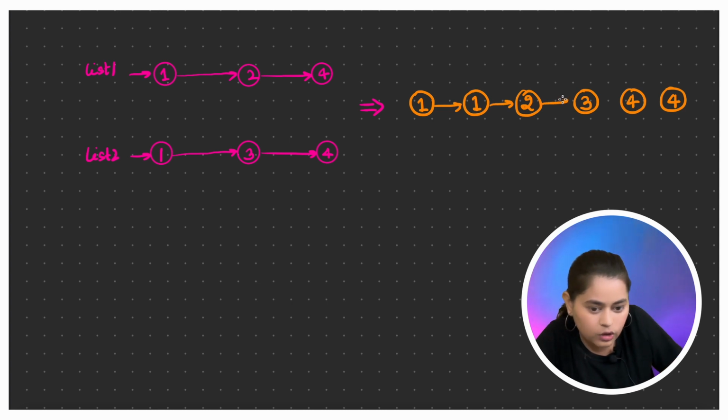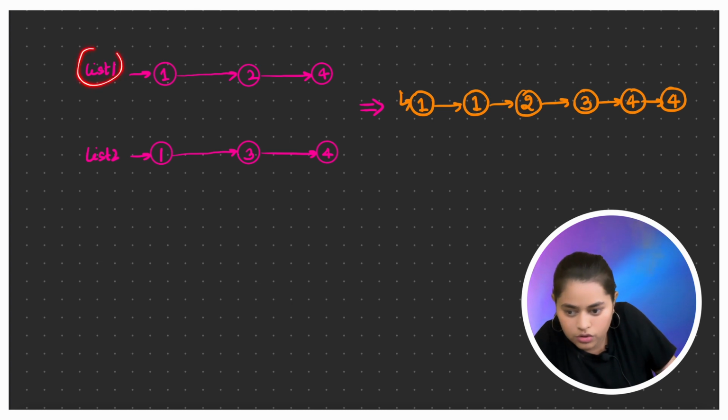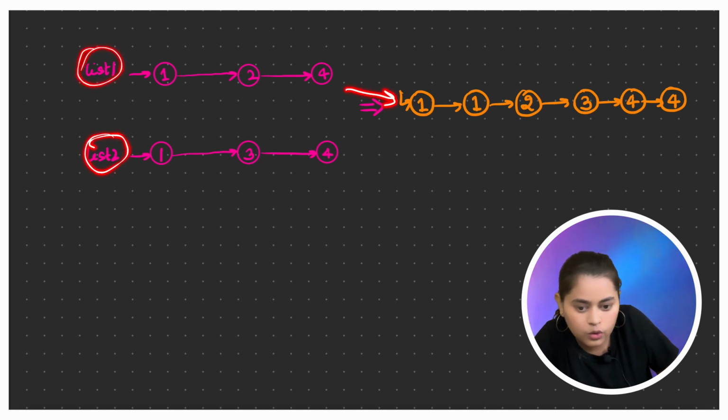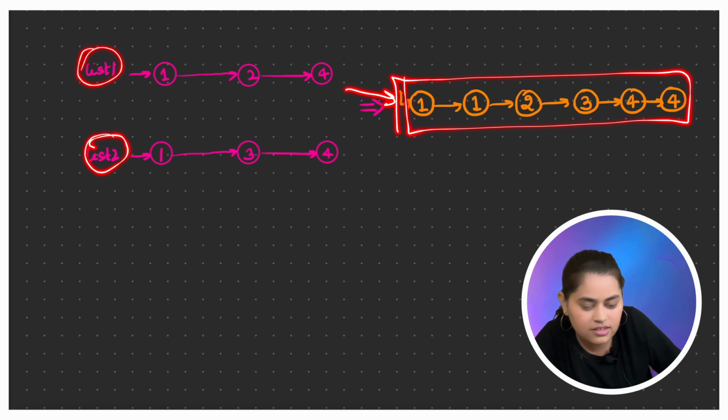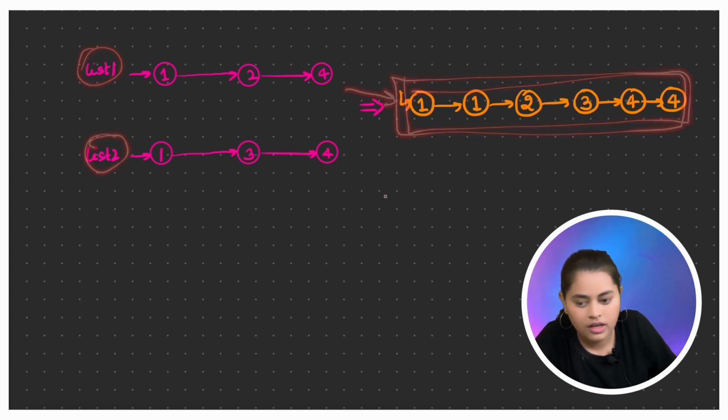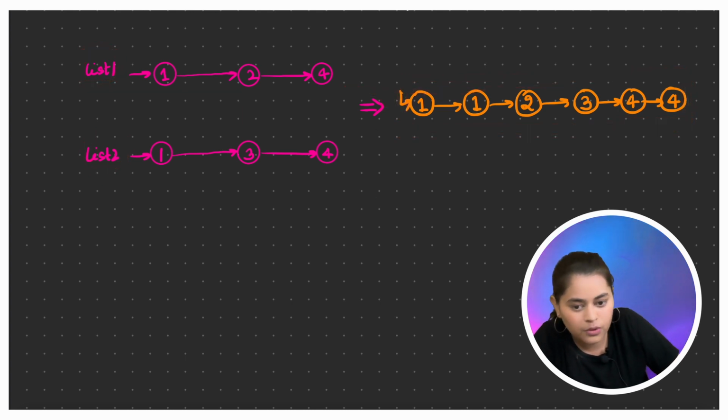That means given two sorted lists, we want to merge them into one sorted list. If you see this, the resultant list should be sorted. Now how can we approach this problem?